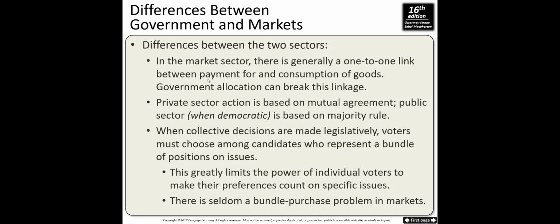When collective decisions are made legislatively, voters must choose among candidates who represent a bundle of positions on issues. So you cannot find a candidate for each proposal. For instance, you like candidate A, all the 3 policies he has, but you don't like the 4th policy about climate change. Still, you vote for the candidate. This greatly limits the power of individual voters to make their preferences count on specific issues. There is seldom a bundle purchase problem in markets.